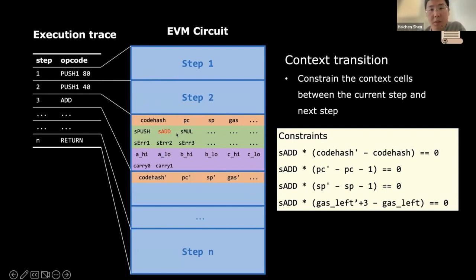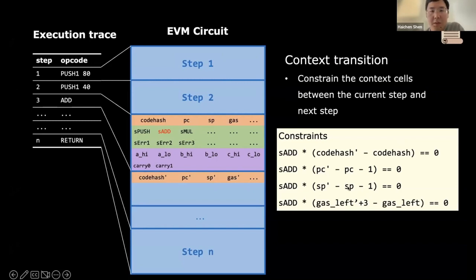So what you're going to constrain here is, for example, when you execute the add inside this step, in the next step the code hash will still remain the same because you are not calling another smart contract. And then the program counter will increase by 1. So the PC prime minus PC minus 1 will equal 0. Then the stack pointer will be equal to SP plus 1.